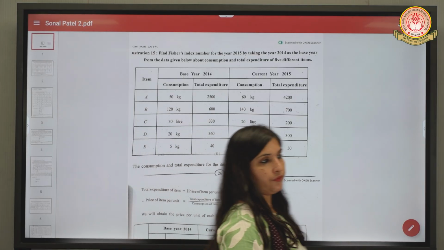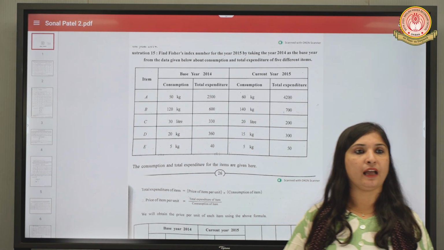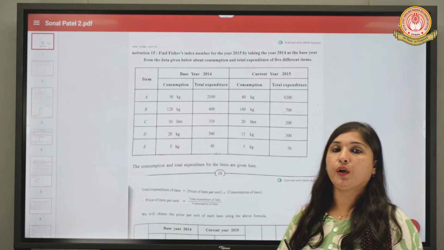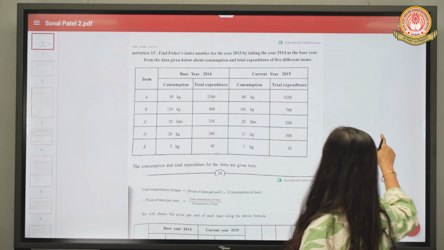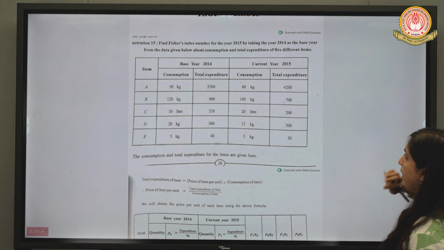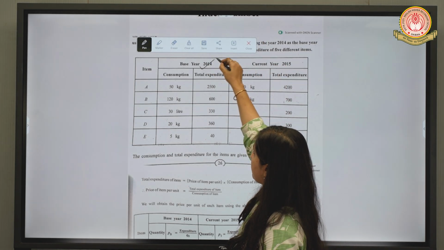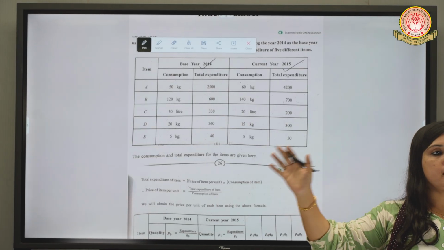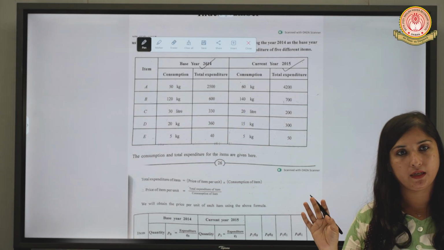Can you see me? We have already done this type of sum. We have consumption and we have total expenditure in this question. Base year 2014 is given and current year 2015 is given. Base year is 2014, current year is 2015, which means whatever the base year is, we have to consider it for finding the current year calculation. Is it clear to everyone?